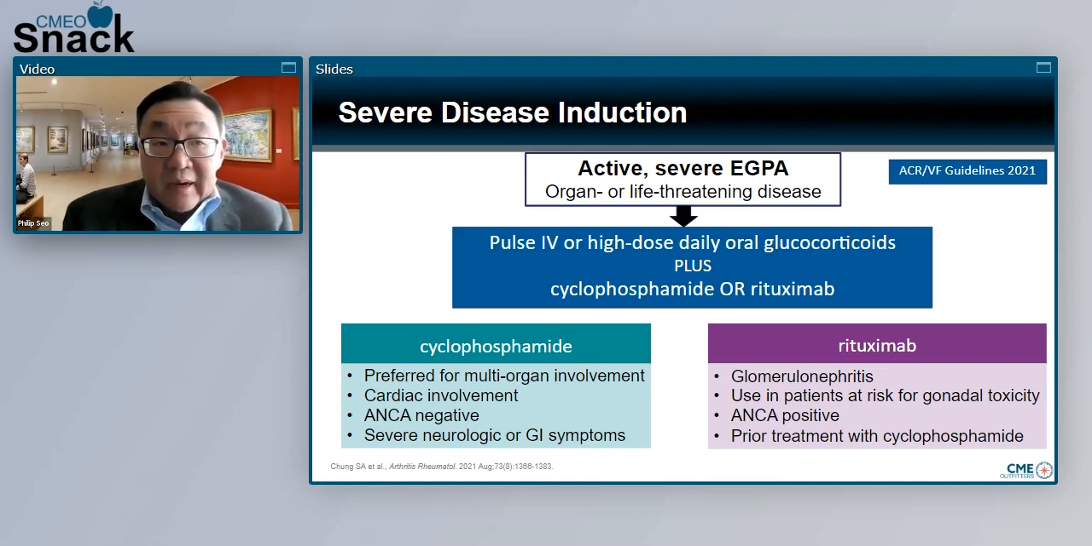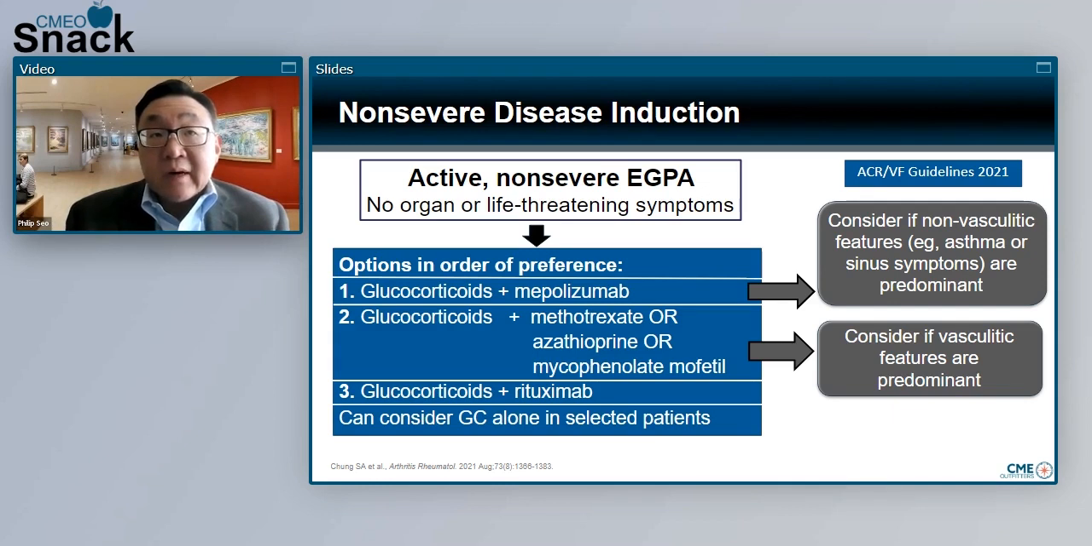Specifically with EGPA, I think the data are more limited, and we certainly have case reports and case series supporting its use even for things like cardiac manifestations in EGPA, but I can't point to a randomized controlled trial that demonstrates that. For patients with non-severe manifestations, really the question becomes, what type of flavor do you get from the patient's organ involvement? For patients who have vasculitic manifestations like purpura, for example, you would think about medications that we typically use for other forms of vasculitis, drugs like azathioprine or methotrexate.